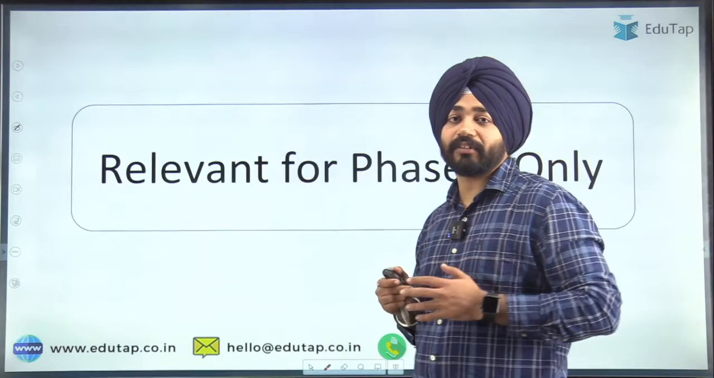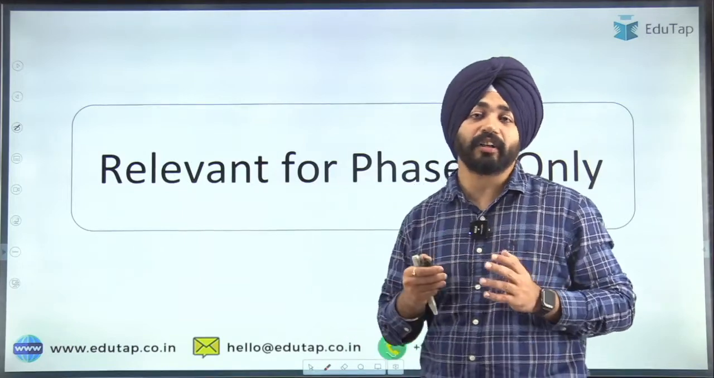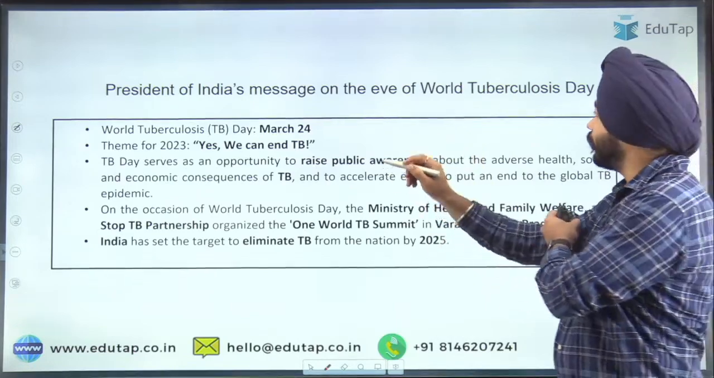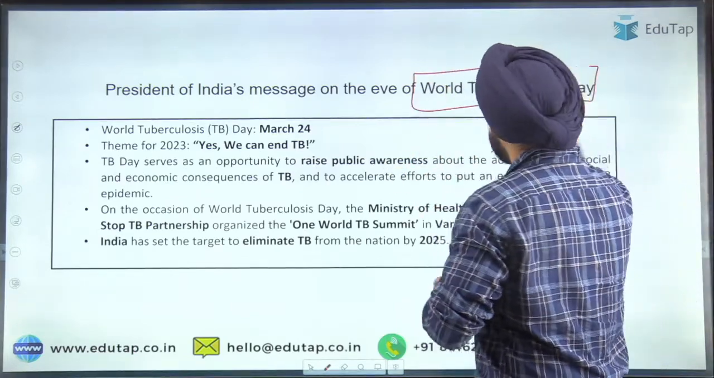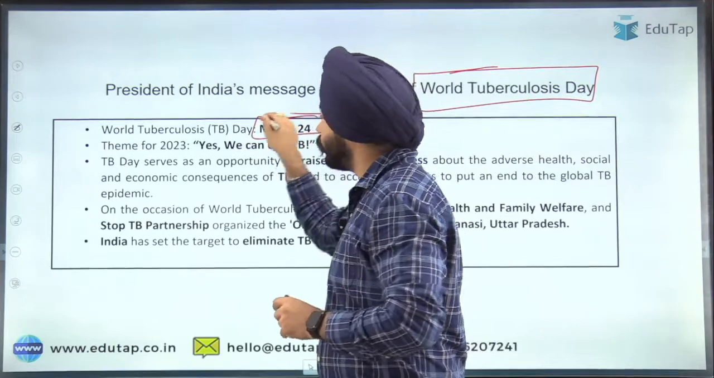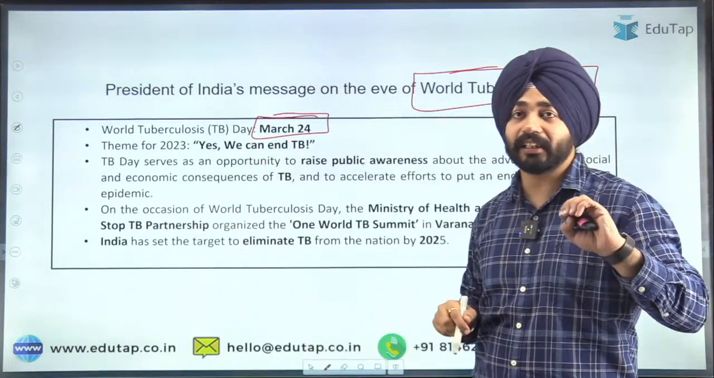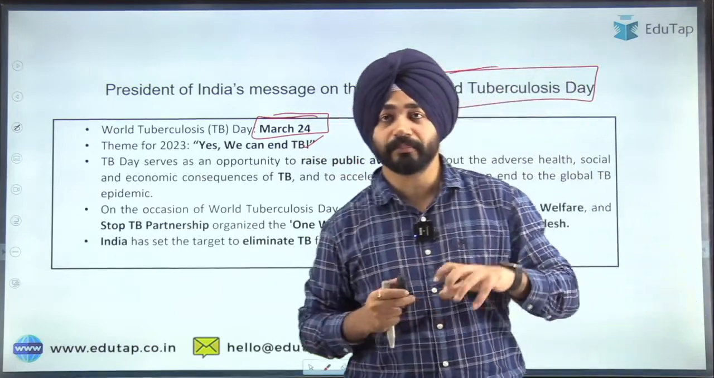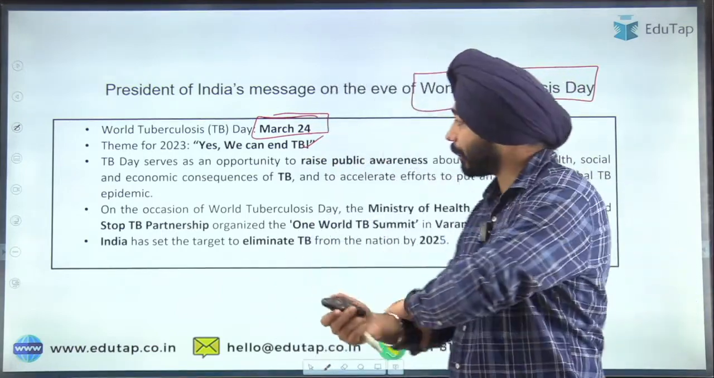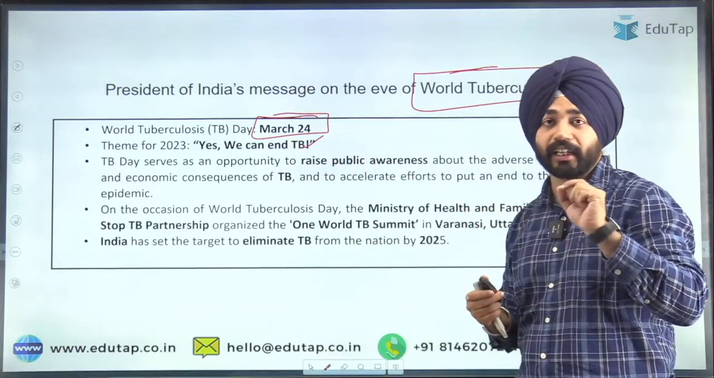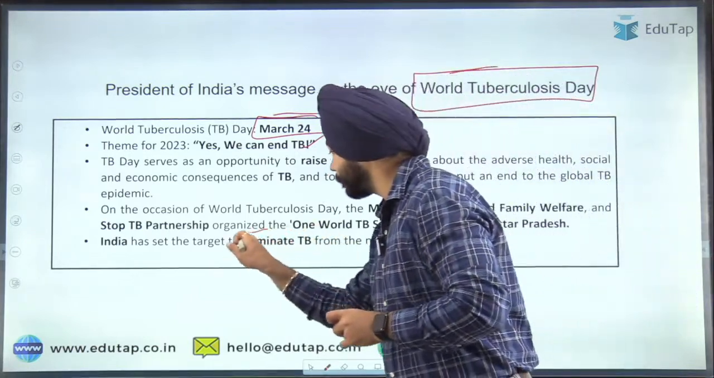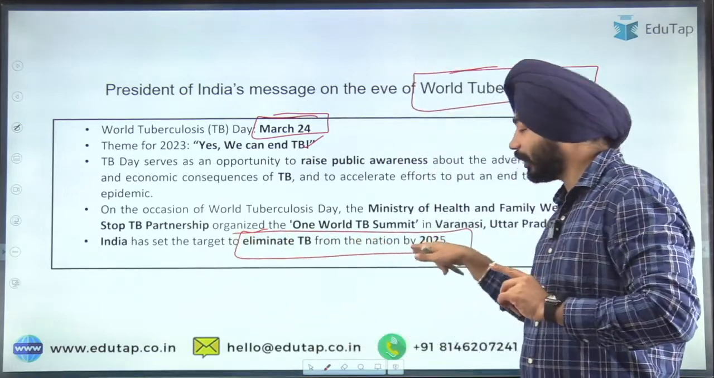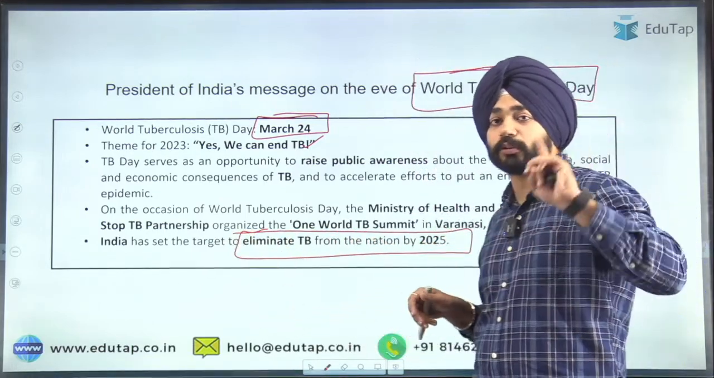Now let's start with the first news, that is the news that is relevant for phase 1 of the examination. The first news here is about World Tuberculosis Day. It is celebrated on 24th of March and the theme is, Yes, we can end TB. तो इसका प्राइम ऑब्जेक्टिव क्या है, थीम क्या है, that is, yes we can end TB. और यहाँ पे एक चीज याद रखिए, we have to eliminate TB from the nation by the year 2025.